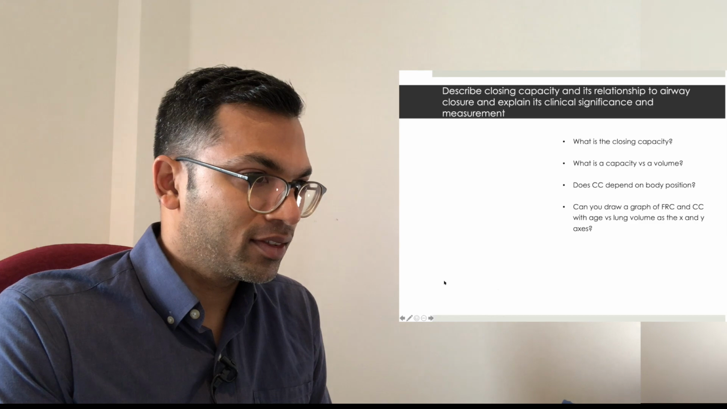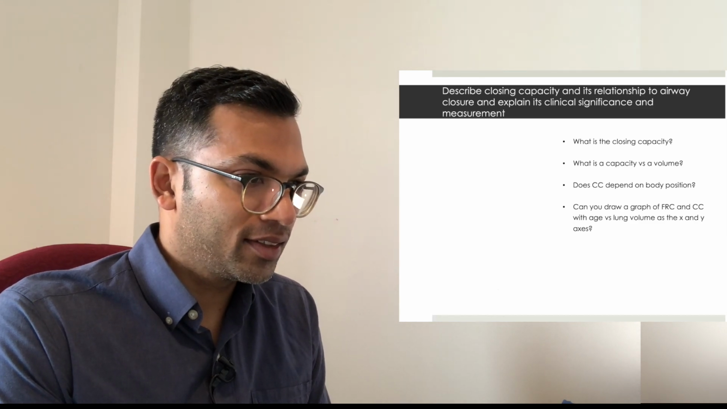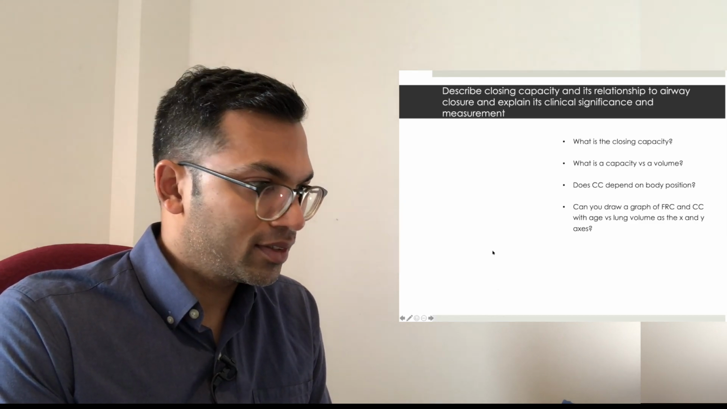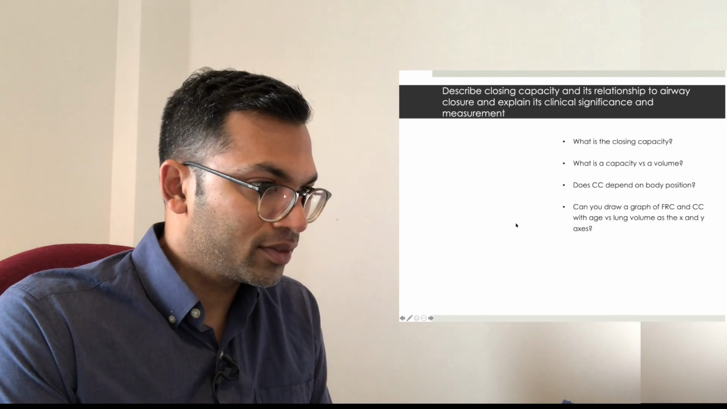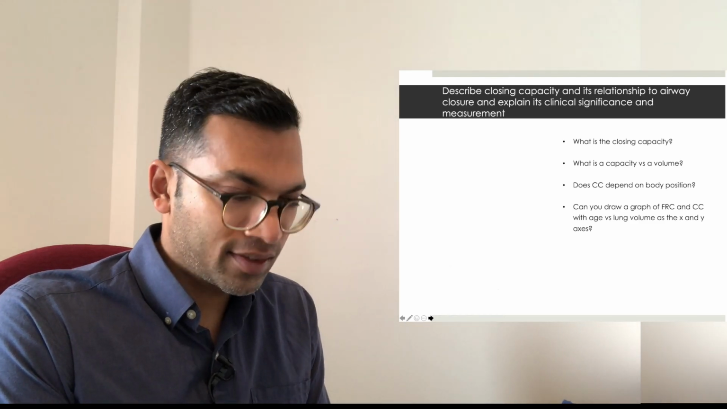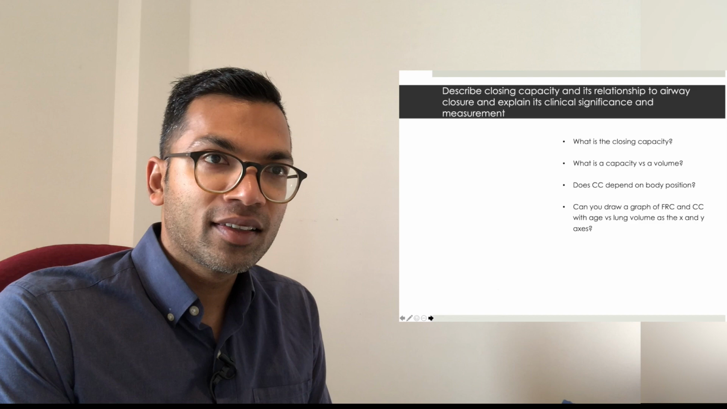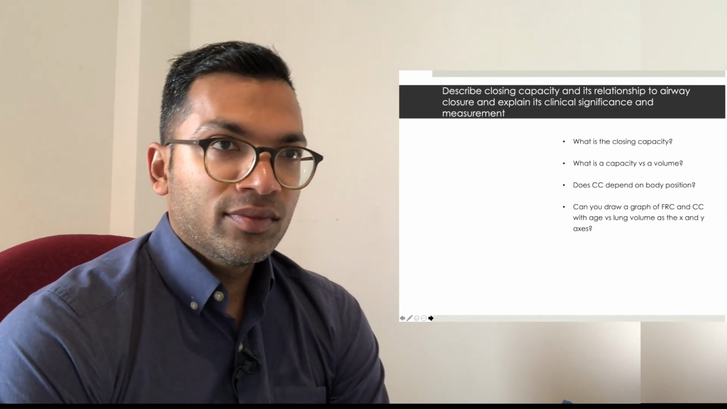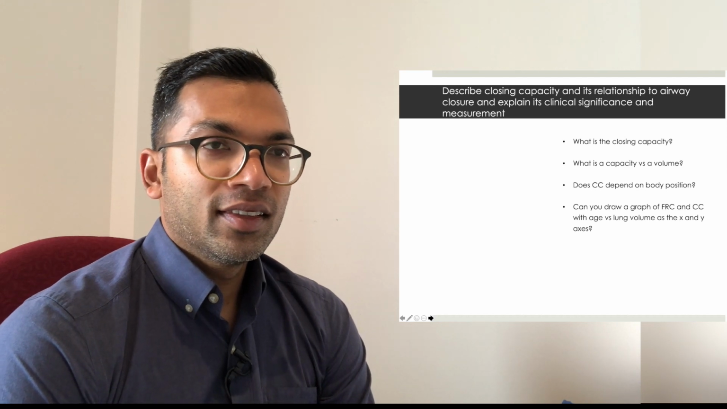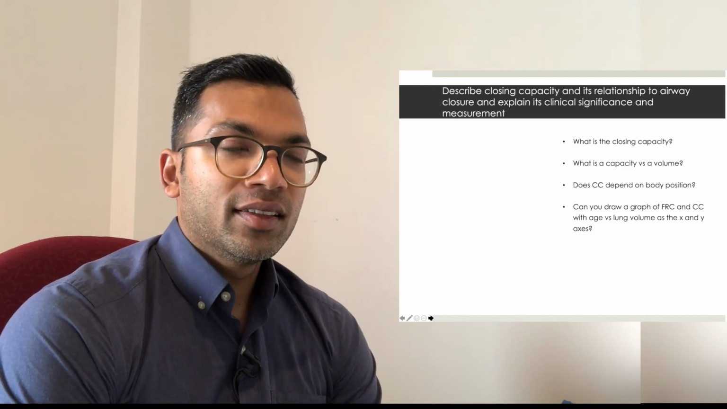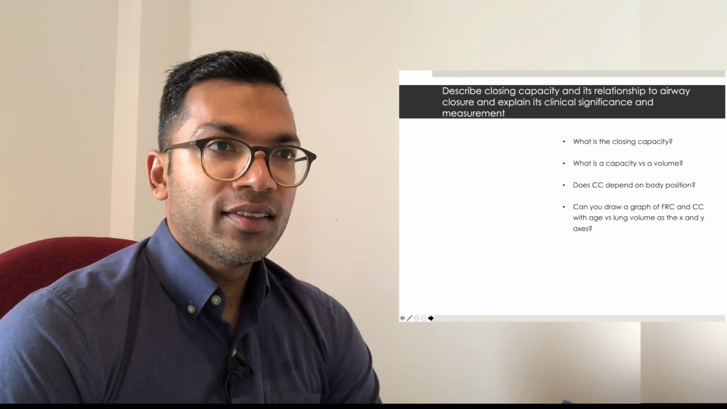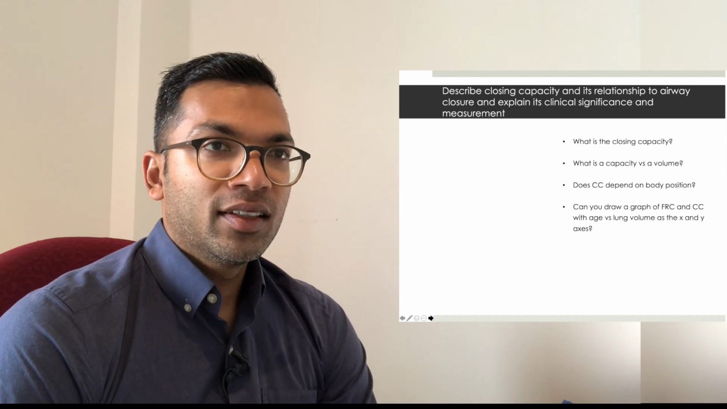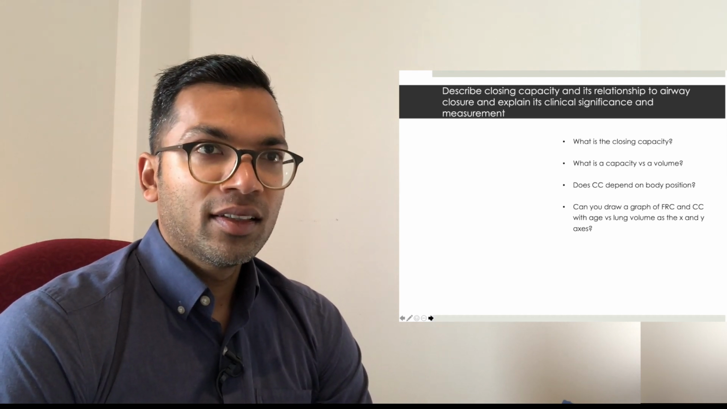Closing capacity. So it's going to be made up somewhat of residual volume, and then it may or may not begin to encroach upon your expiratory reserve volume. So it'll probably be some of your expiratory reserve volume, and depending on whether closing capacity is greater than your FRC, it can potentially encroach into part of your tidal volume as well.